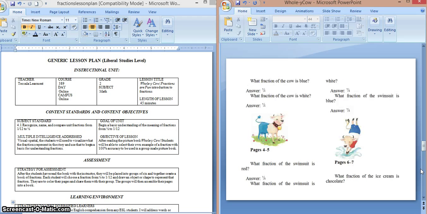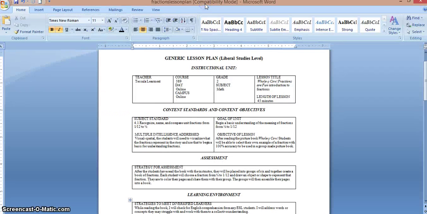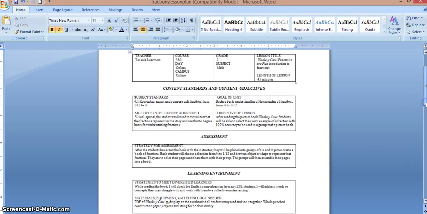The assessment that I would use for this, after the students have read the book, which I think the best way I would do that, is to have a PDF, or how I have it as an ebook, to display on the overhead so that all students may read and see it together.